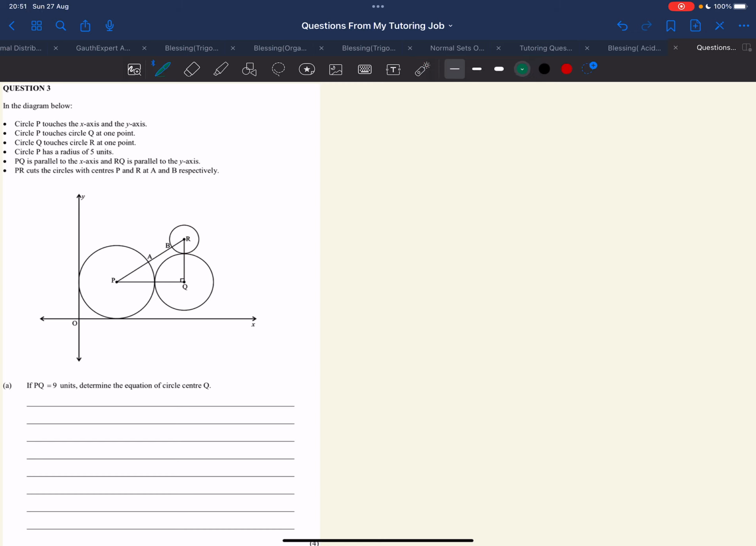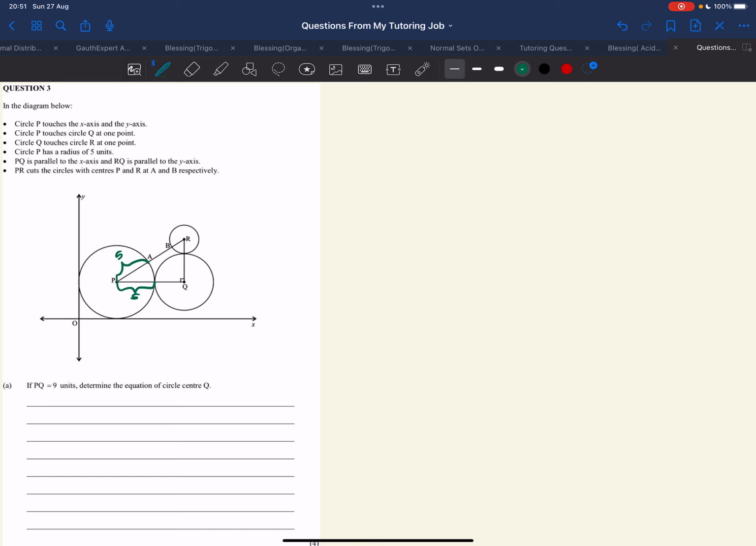So basically the radius, we can see that from that point to that one, it's 5, and from that one to there, we can also say it's 5. Then they say that PQ is parallel to the x-axis and RQ is parallel to the y-axis. PR cuts the circles with centers P and R at A and B respectively.